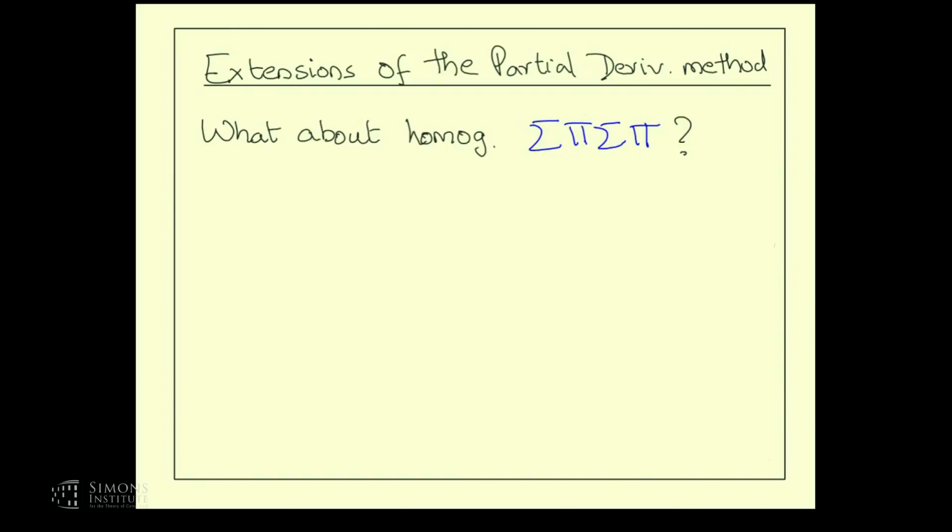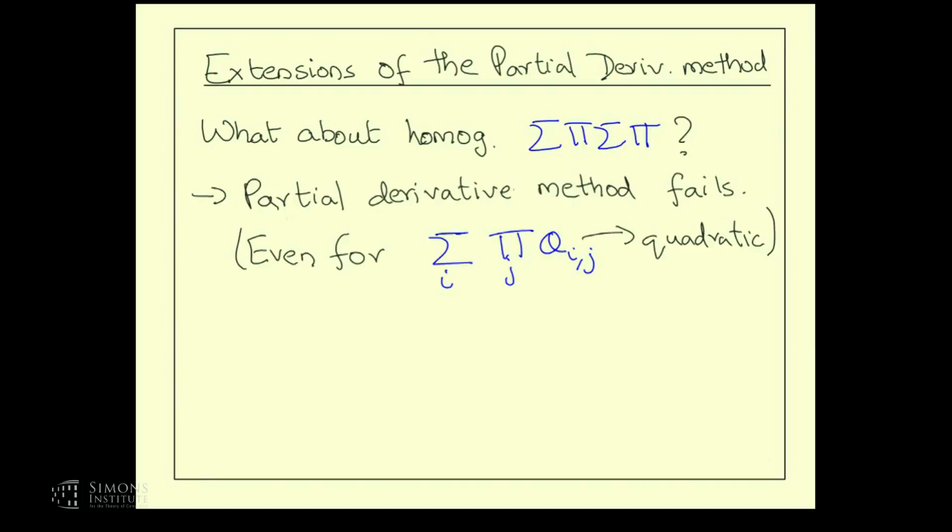And it turns out, so this is the question. Suppose I want to prove lower bounds not for sigma pi sigma, but homogeneous sigma pi, what can I do? It turns out that the partial derivative method no longer works. Okay, so that's the first thing. And even if you extend the model a little bit from sums of products of linear functions to sums of products of quadratics, already the partial derivative method breaks down and you cannot prove lower bounds.